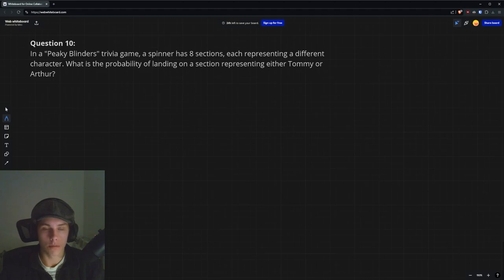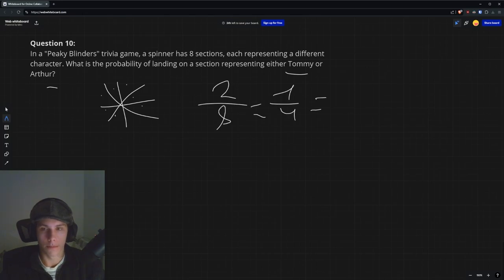Trivia game, 8 sections. A spinner always has the exact same amount of sections, so they're all equal in size. So we're either Tommy or Arthur, so that's just 2 over 8, or 1 over 4, 25%. That's it. So the probability of landing either Tommy or Arthur is 25%.